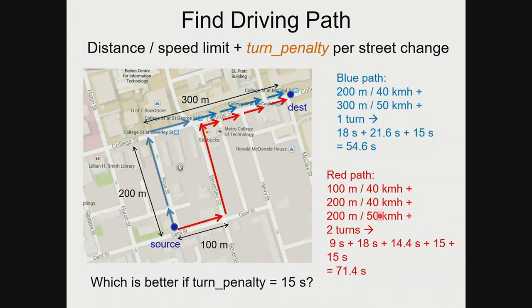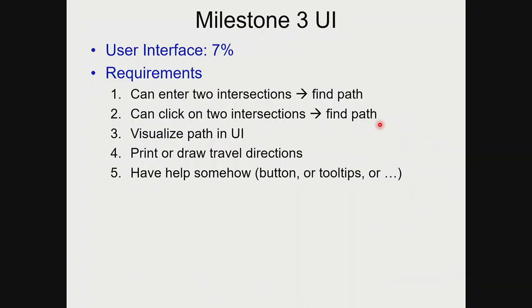So you can see that there is obviously one path that is better than the other. And that's what we want you to find. Can we find the minimum travel time to go between these two intersections? Okay, so that's for the algorithmic part.